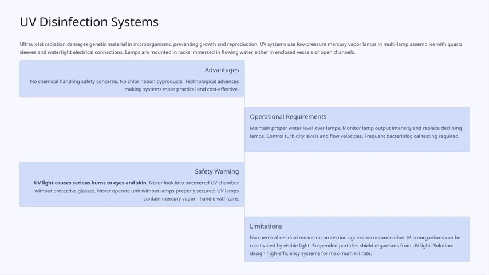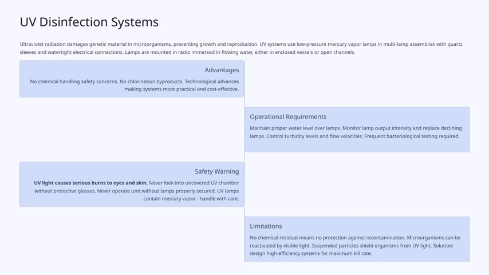Ultraviolet radiation damages the genetic material of microorganisms, which effectively prevents them from growing and reproducing. This makes UV systems a powerful tool for water disinfection. Typically, these systems use low-pressure mercury vapor lamps arranged in multi-lamp assemblies, often with quartz sleeves to protect the lamps and watertight electrical connections to ensure safety and durability.